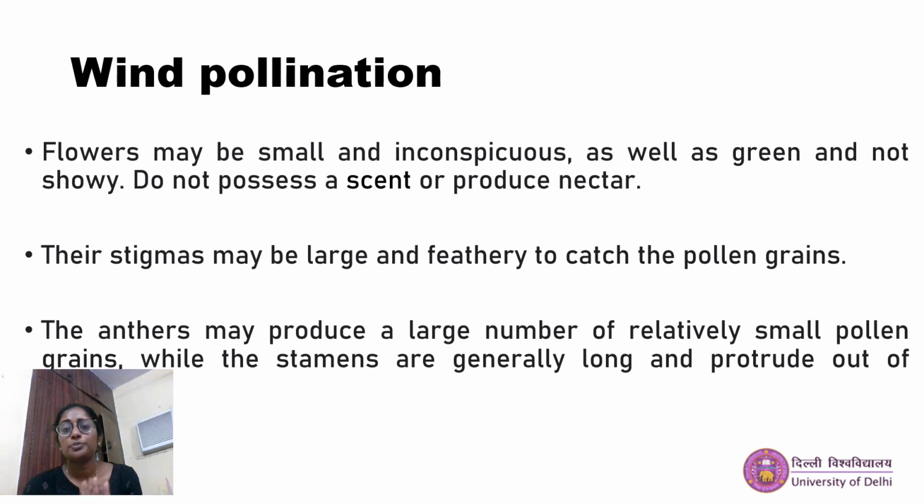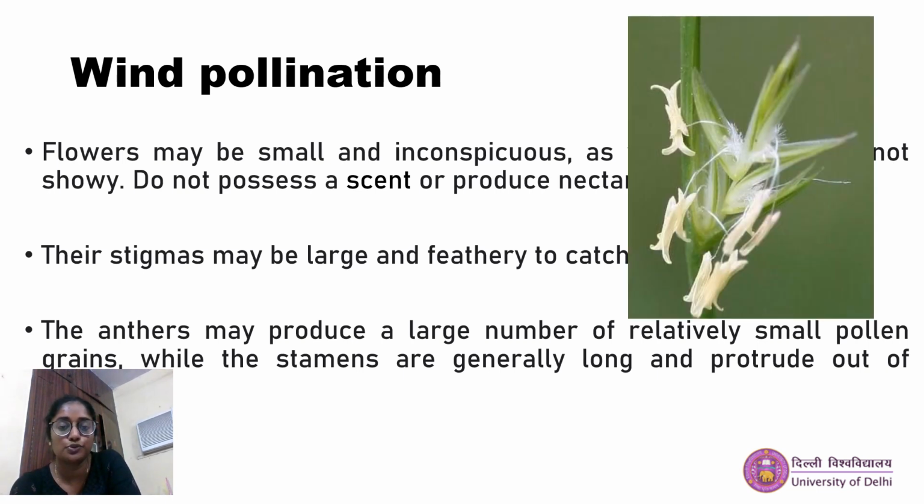And they do not possess any scent or produce nectar. And the stigmas are large and feathery in order to catch the pollen grains. The anthers are produced in large amount, and the stamens are long and protrude out of the flower in order to effect pollination.